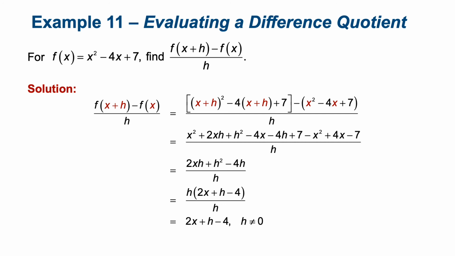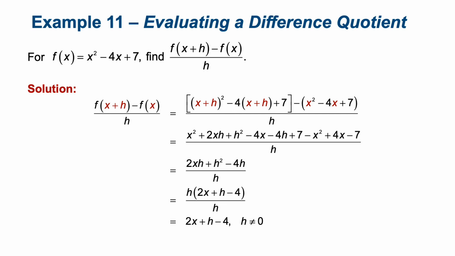This becomes x squared plus 2xh plus h squared. Then you would distribute this negative 4. You would get negative 4x minus 4h plus 7. So all this is the first part, this f of x plus h. And now distribute the negative, and you get minus x squared plus 4x minus 7. And then go ahead and combine like terms.